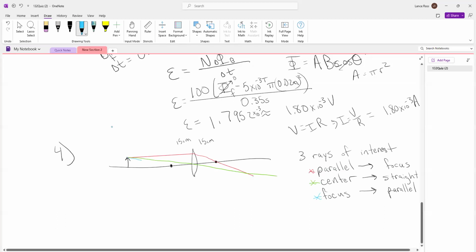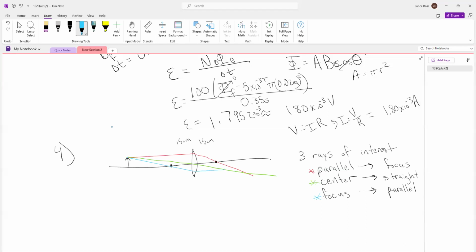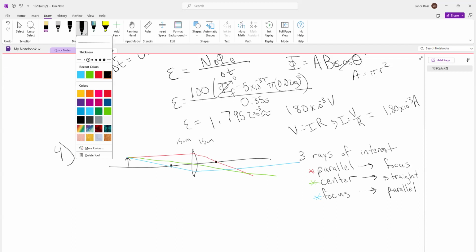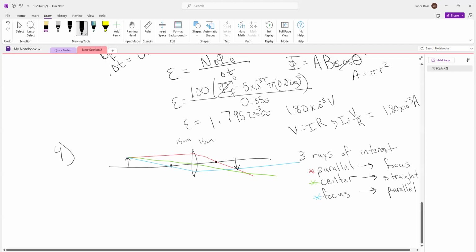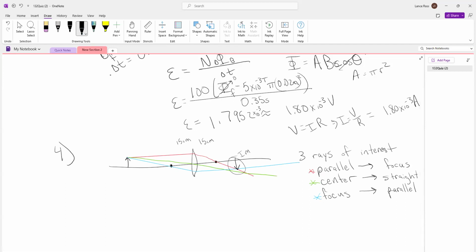In through the focus, out parallel. My sketch is a little rough, so they didn't line up well, but they should all intersect. And then that's where our image occurs, right? It does say sketch, not construct a diagram. So if they don't line up perfectly, that's fine, but you should be able to tell what's going on.